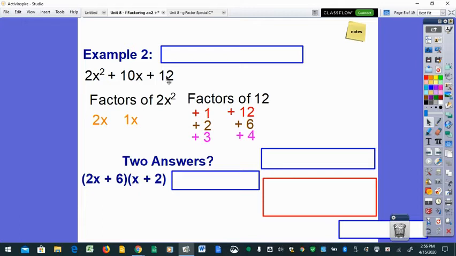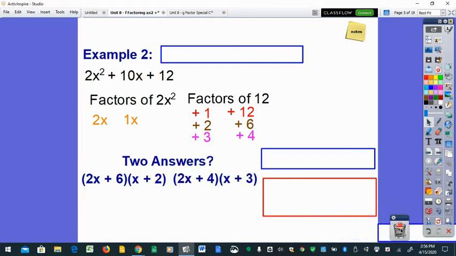Now, there might be some people out there right now going, but wait, I have a different answer. So if we take a look at this combination, we still get the 2x squared. We get 6x on the outer, 4x on the inner, which does give me the 10, and 4 times 3 is 12. And it's kind of weird because we have two answers. Well, the problem is that we have not completely factored this one.